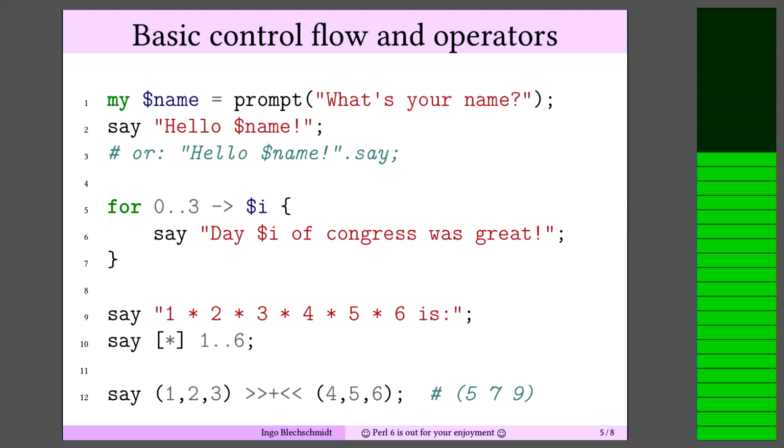Finally, in the last line, you see another way of systematically creating new operators out of given ones. This is an operator for doing component-wise addition. So you have 1 plus 3, 2 plus 5, and 3 plus 6.